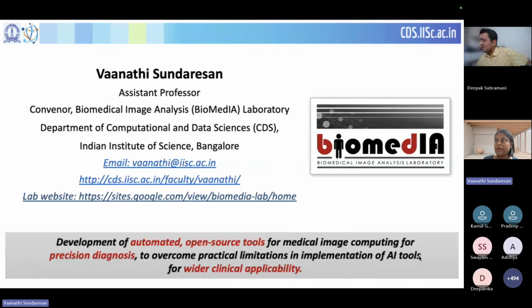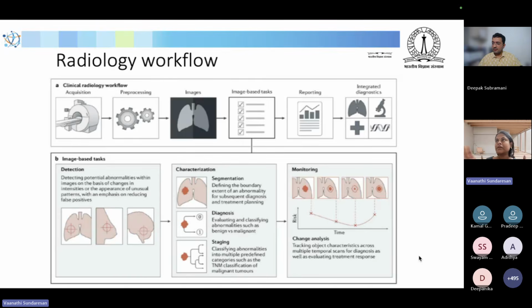So this is my lab, the biomedical image analysis lab. We develop automated open source tools for medical image computing. The main goal of our lab is precision diagnosis, and we have two main legs. The first is the detection of medical imaging biomarkers which are related to various diseases. The second is overcoming practical limitations of AI.